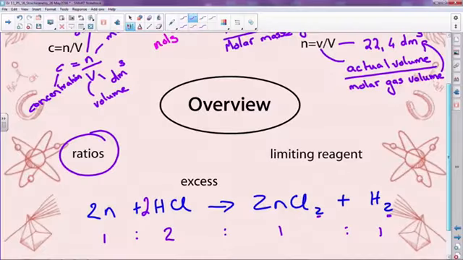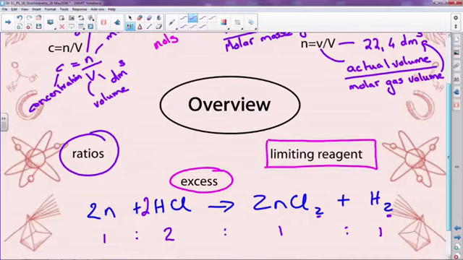Now the second word is excess, and I'm going to link it to the third term here, limiting reagent. Excess means more than enough. In other words, it could mean too much. Your limiting reagent means that it limits, so it does not go to its full extent. So excess and limiting reagent, those are 2 concepts that we need to know.